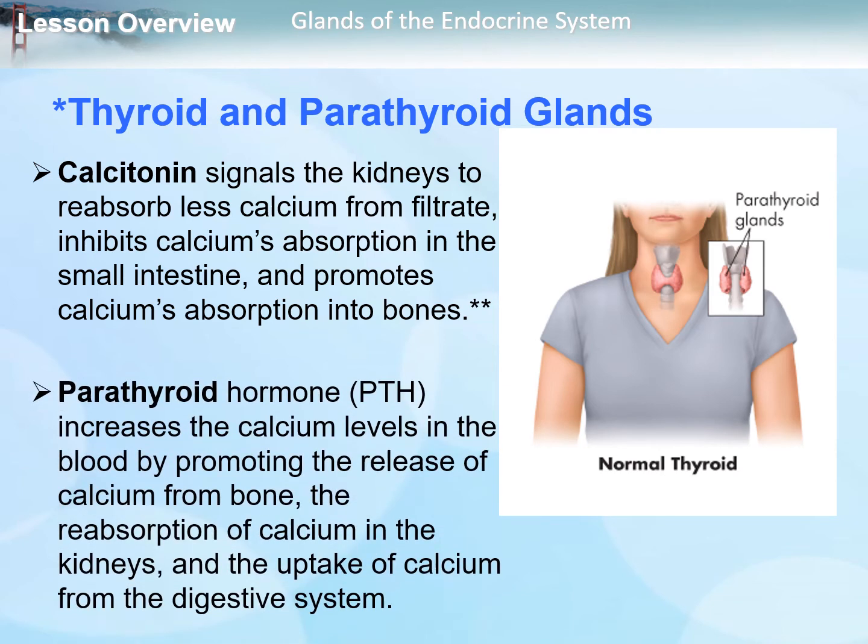The parathyroid hormone, or PTH, increases the calcium levels in the blood by promoting the release of calcium from the bone, the reabsorption of calcium in the kidneys, and the uptake of calcium from the digestive system.